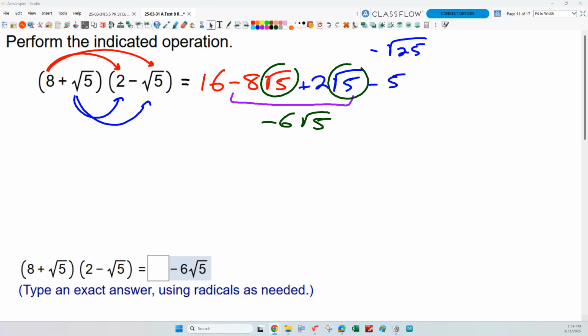Okay, so we know there's part of our answer: minus 6 times the square root of 5. And the other ones are easy. 16 plus negative 5 is 11. So there's our answer. So order-wise, do we put the square root first? It doesn't matter. Doesn't make any difference. Okay, good?